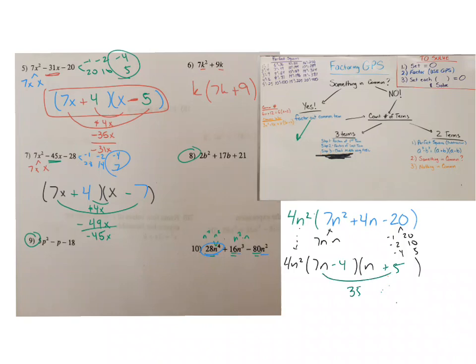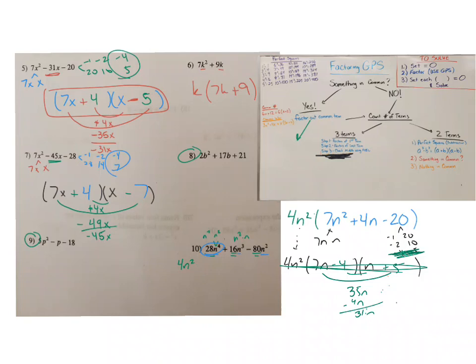So I try 35n for the outside, minus 4n for the inside. Together, that's 31n. That's not what I want in the middle. So I can cross off 5 and 4 now. I know that's not an option, right? So now I'm just going to try a completely different set of factors.